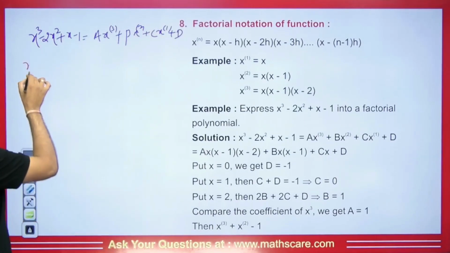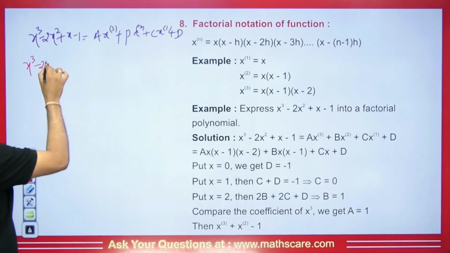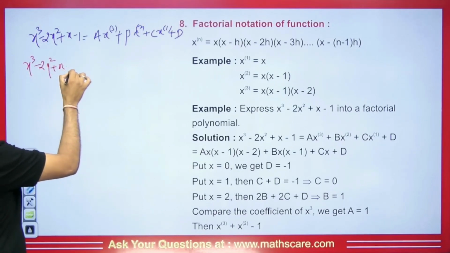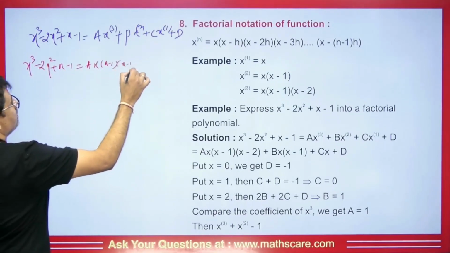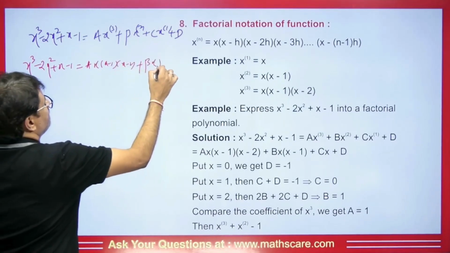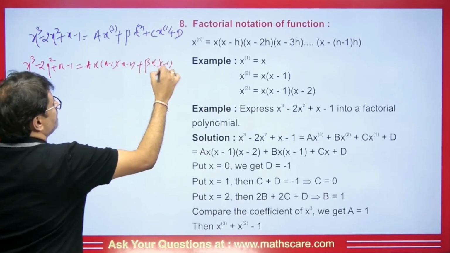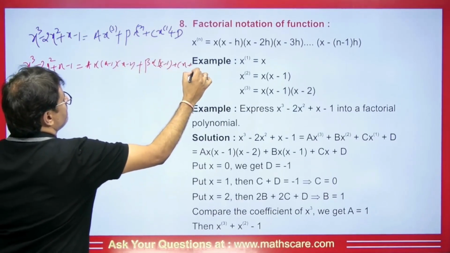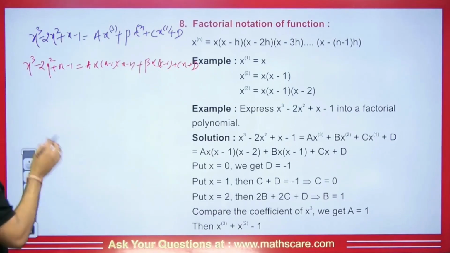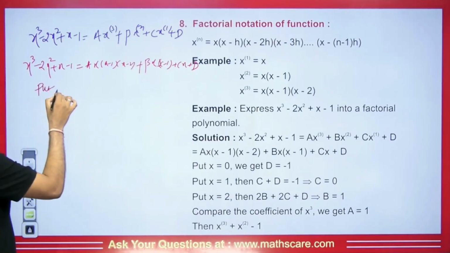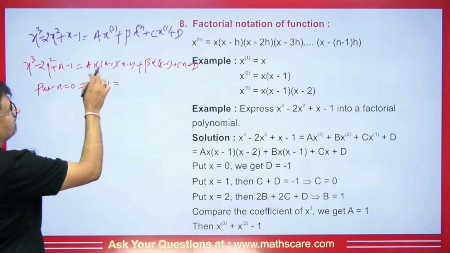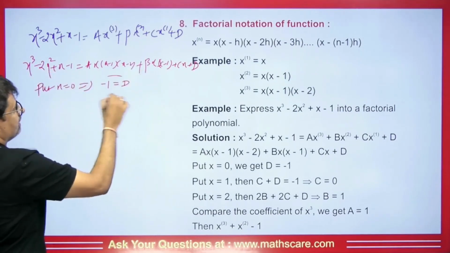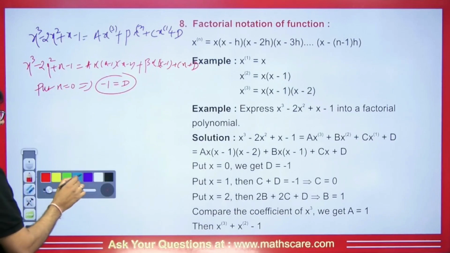First, let's open this. So here this will be x cube minus 2x square plus x minus 1 is equal to a, x into x minus 1 into x minus 2, clear students? Plus b, x into x minus 1, plus cx plus d will come. What we have to do, we have to calculate the values of a, b, c, d. So I will put x equal to 0. I put x as 0 here, this will be minus 1. From here, if we put 0, this will be d. The value of d we have here is minus 1.